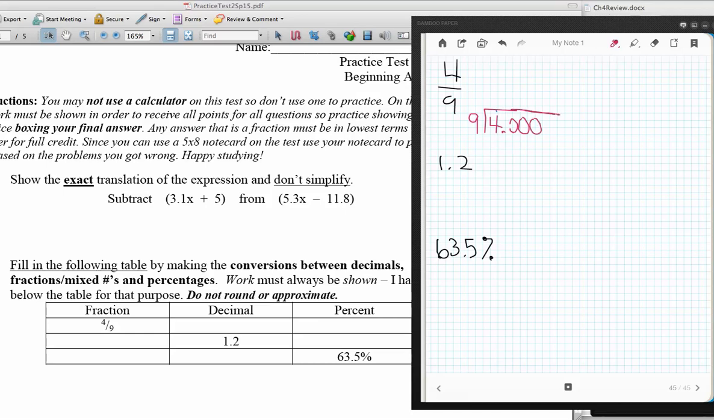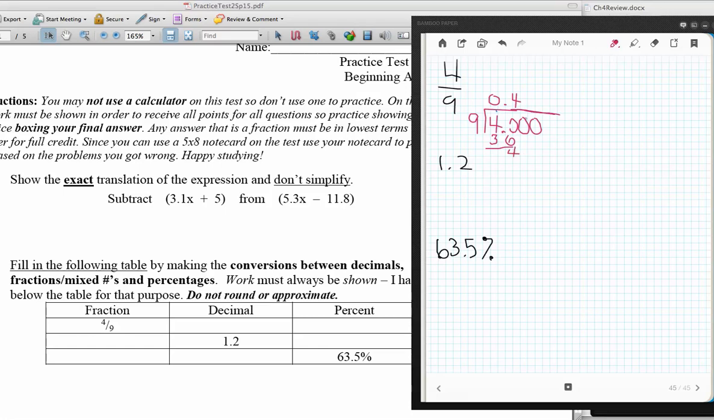So 9 will not go into 4, as we know, since this is a proper fraction. So I'll put a 0 out there, and then I'll bring the decimal up. And then 9 will go into 40. How many times? Well, let's see. 9 times 4 is going to give me 36. So that will be with 4 left over.